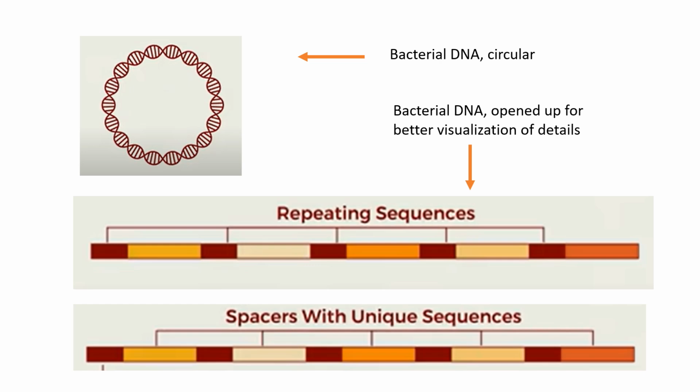This is the bacteria's DNA. Prokaryotes have circular DNA. By opening up the DNA, we can see the details. There are nucleotides that make up the DNA. The sequence consists of A, T, C, and G.